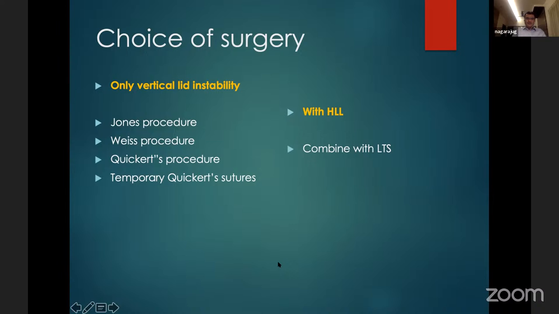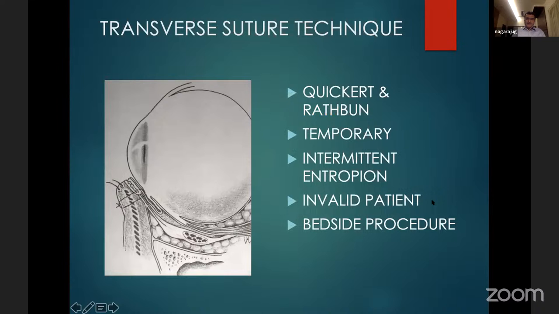Basically, the principle is, I'll just describe that later. These are the four procedures which are described if there is only vertical lid instability. Supposing along with the vertical lid instability you have horizontal lid laxity also, you combine these procedures with your lateral tarsal strip procedure. In an elderly, invalid patient, what you can do is just put a transfer suture here.